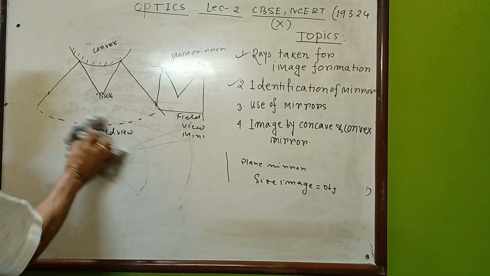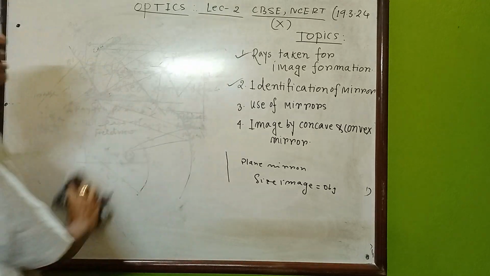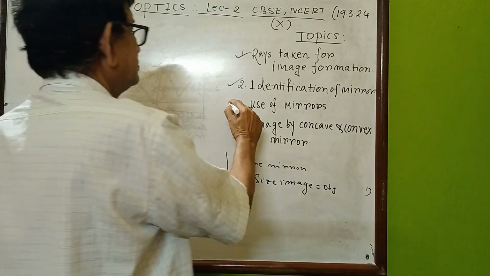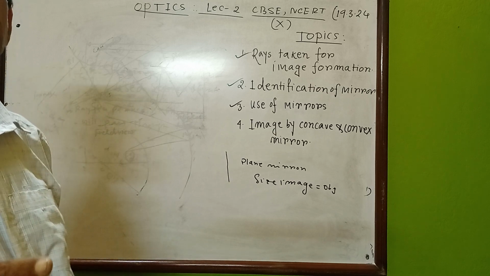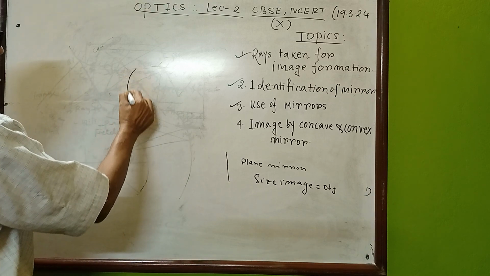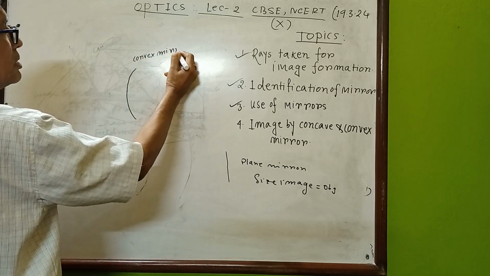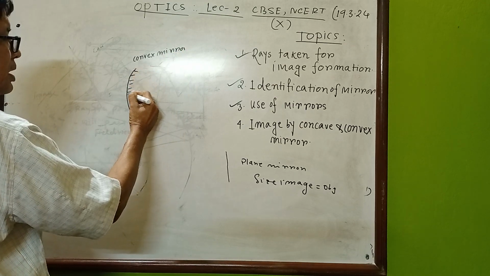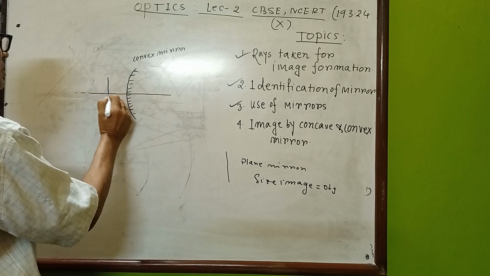Thank you. Now, children, this is the topic I am discussing with you. Use of mirrors I have told. Now, image by concave and convex mirror. Now, children, one thing I am telling you. For a convex mirror, the surface outside is bulging. This is the principal axis, this is the object.